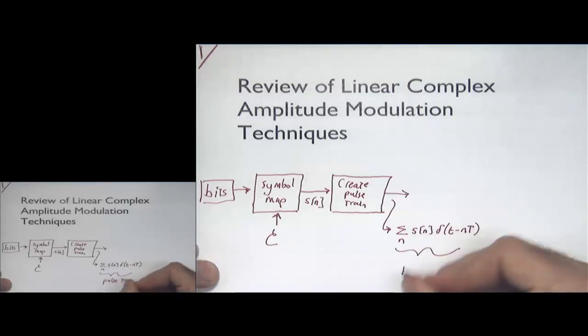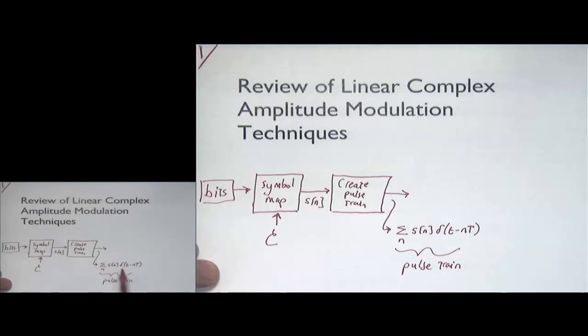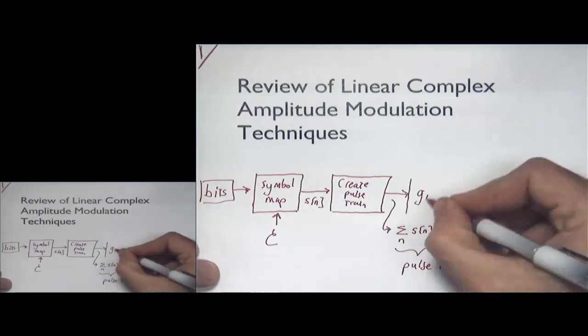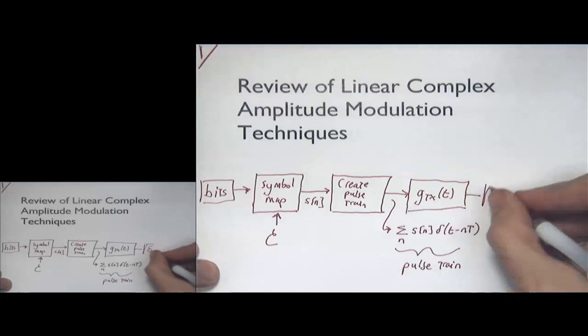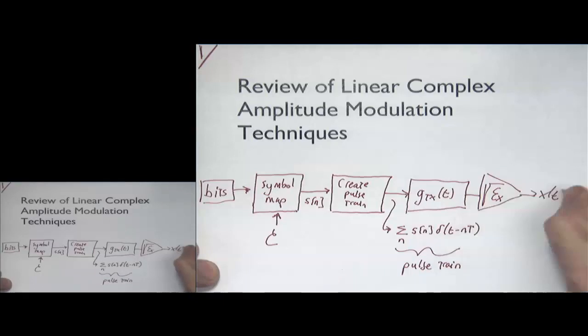You might remember seeing something like this when you talk about sampling in a DSP class. There's like a comb filter, so this looks sort of similar to that. These are Dirac deltas, and the symbols are riding on top of Dirac deltas that are spaced by T symbol periods in continuous time. This quantity here is filtered by a transmit pulse shaping filter G_TX of t, and then scaled by square root of E_x to produce our baseband signal x of t.